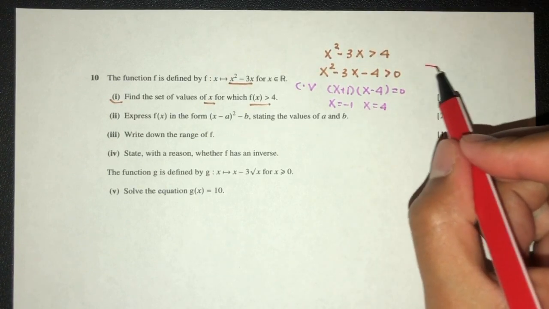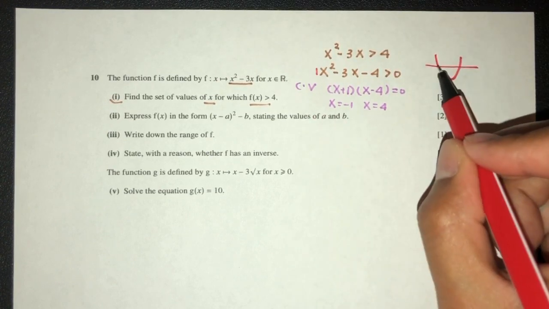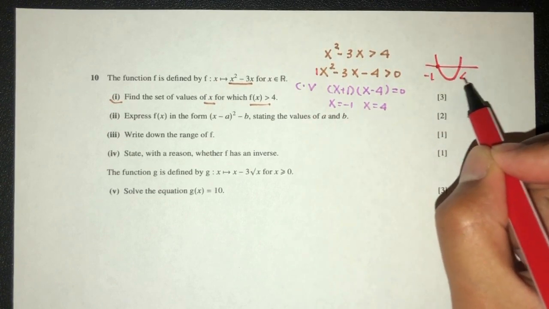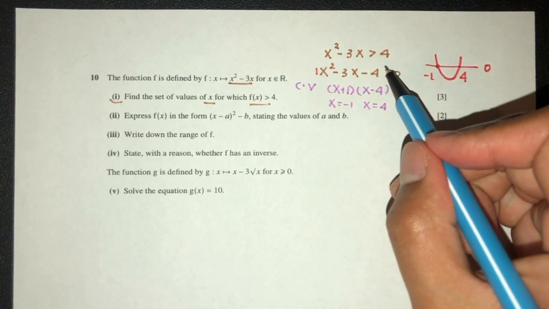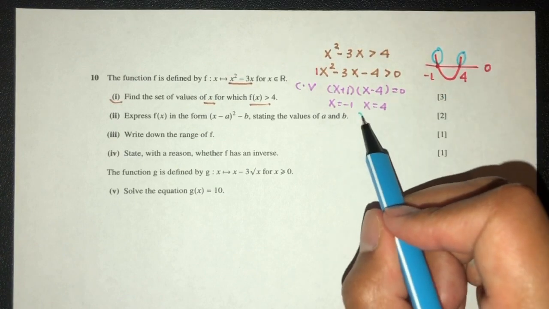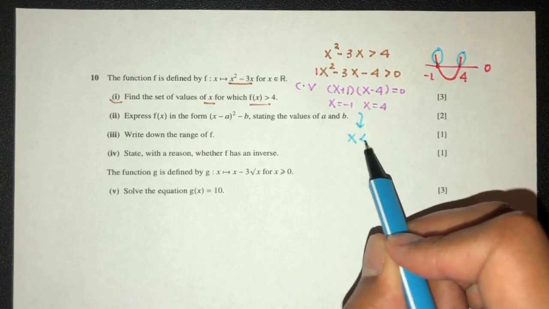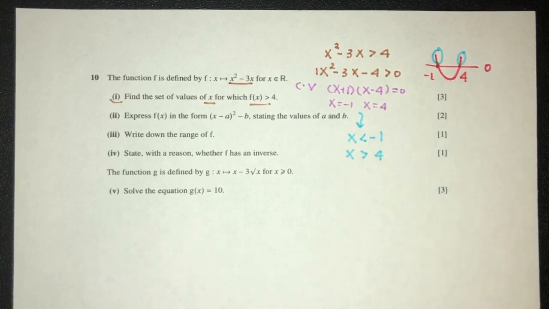We have to use the graph. The shape here is positive, right? It is in this shape. Minus 1, this has to be 4. This is the line 0. Now we need the values to be more than 0, have to be over here and over here. So x has to be less than minus 1, x has to be more than 4. So these are the set of values of x for which that is possible. That is part 1 of the question.